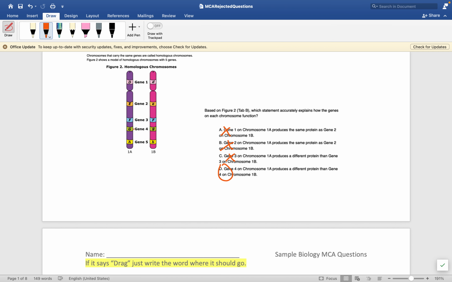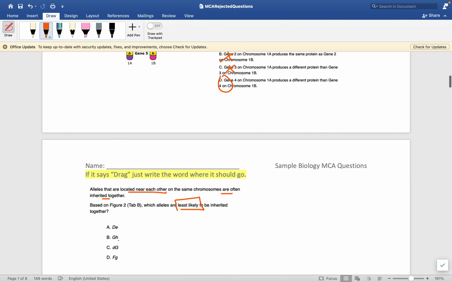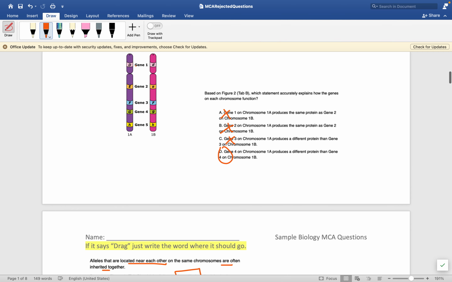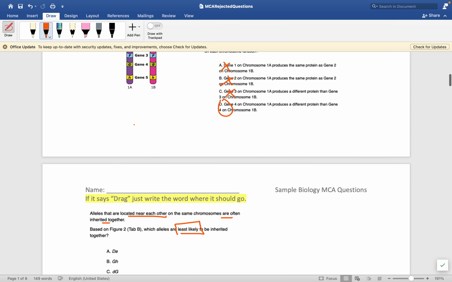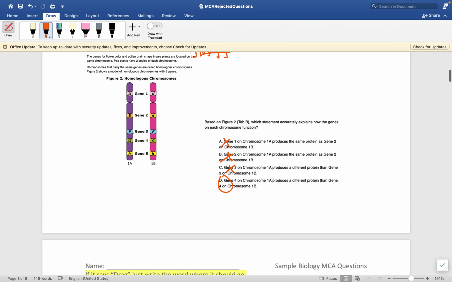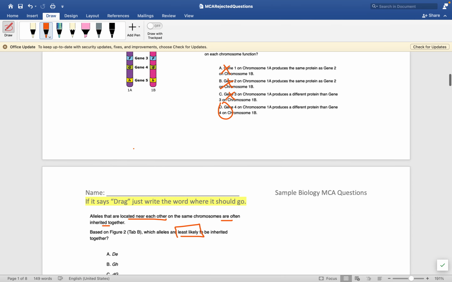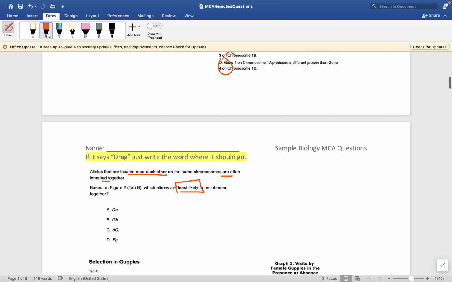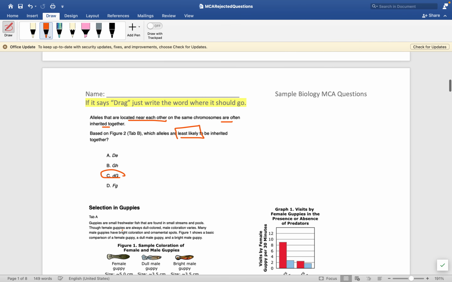Let's see, G and H. Oh, that's closer, so it's definitely not G and H. D and G. Wow, that is even further than D and E, so that's a pretty good candidate. And then F and G. Oh, F and G are way too close. So my answer for that one is D and G.